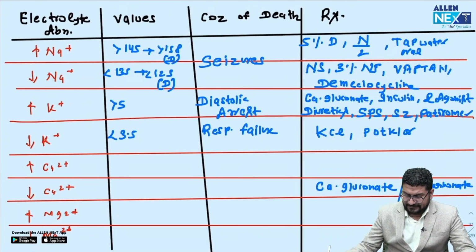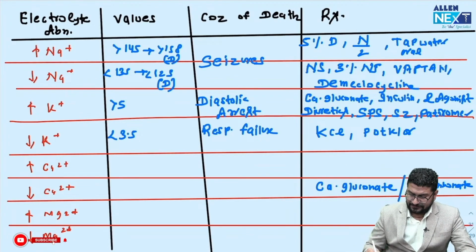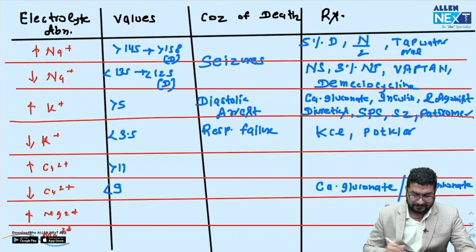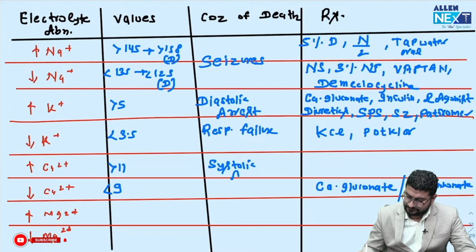Similarly, coming to hyper- and hypocalcemia, understand that calcium has a range of 9 to 11, so less than 9 is hypo and more than 11 is hyper. In hyper, the cause of death is systolic cardiac arrest.